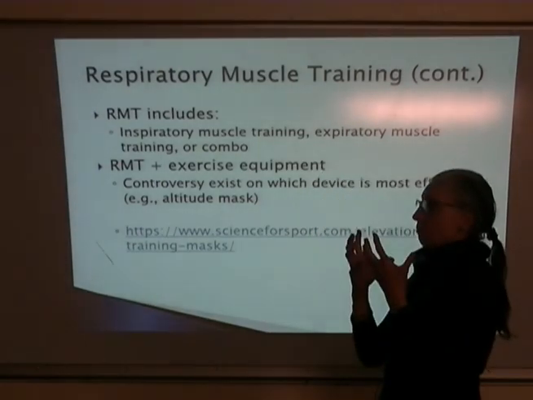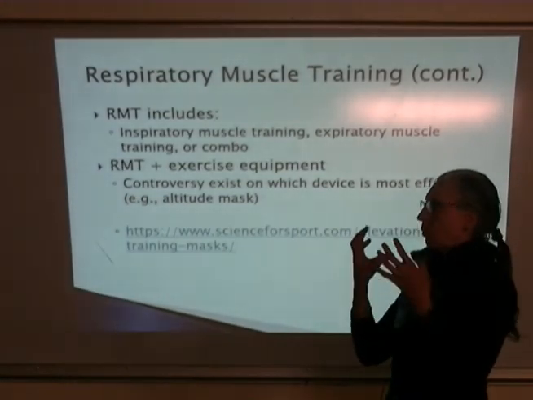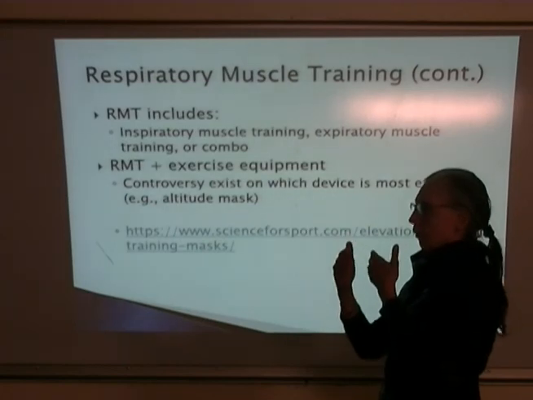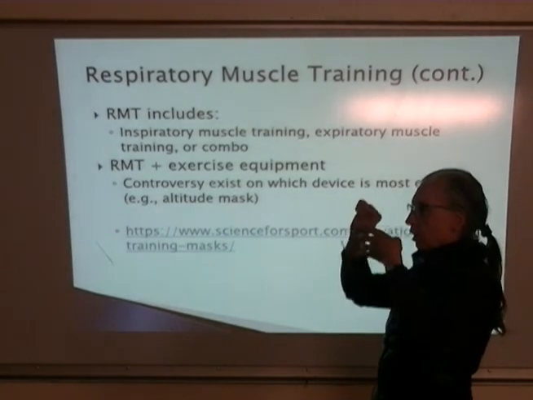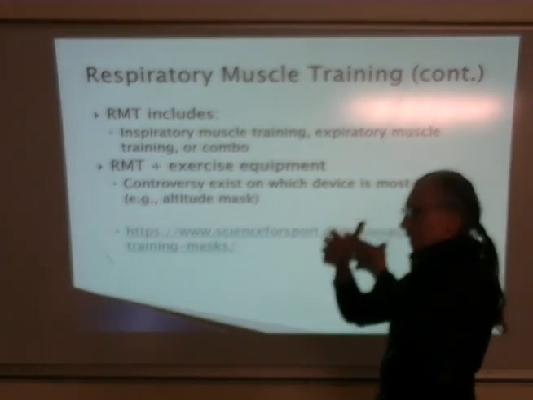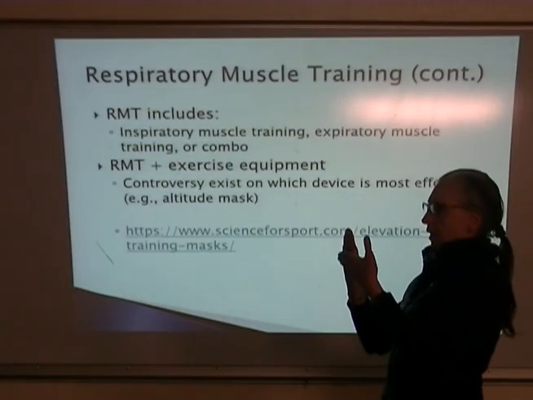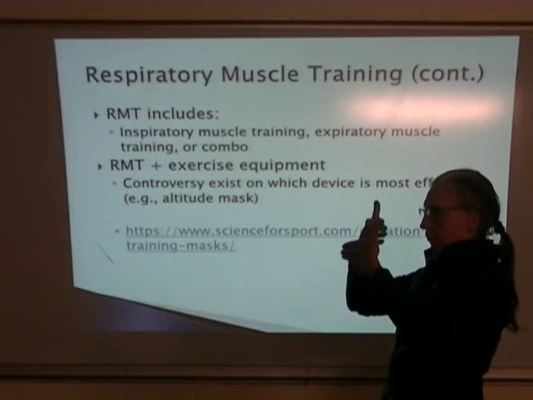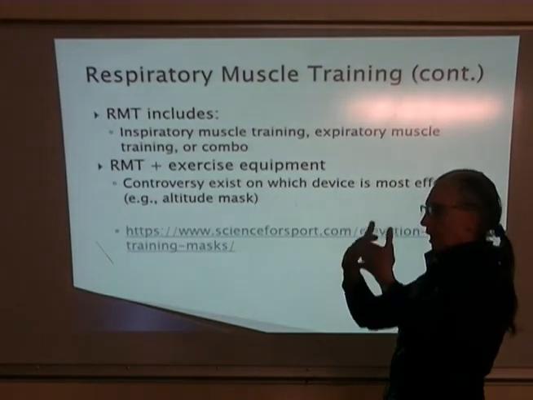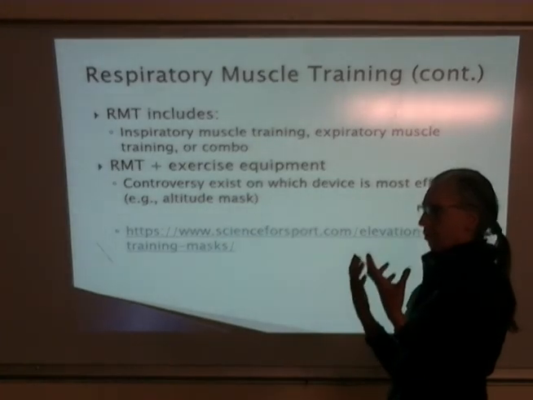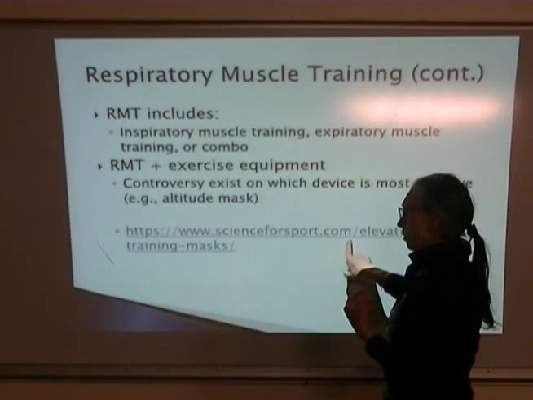But the altitude masks don't really create altitude. What they do is make it harder to breathe. Right? There's a valve in there and you can close the valve down and make it much harder to breathe because the air's not coming through. They don't create a hypoxic environment. Okay? There's no way of cutting down the amount of oxygen in the air, at least not that I know of. I put a link here for you because this is a very interesting article.